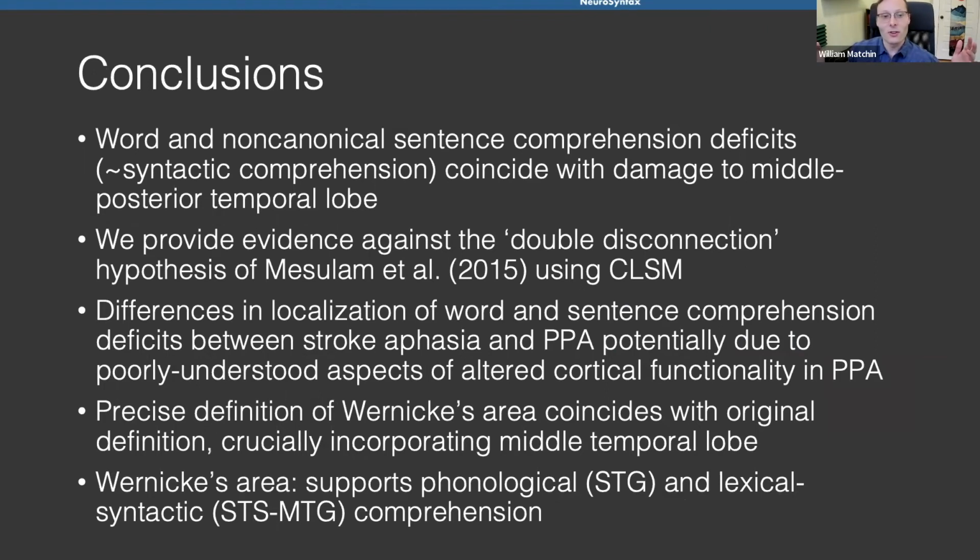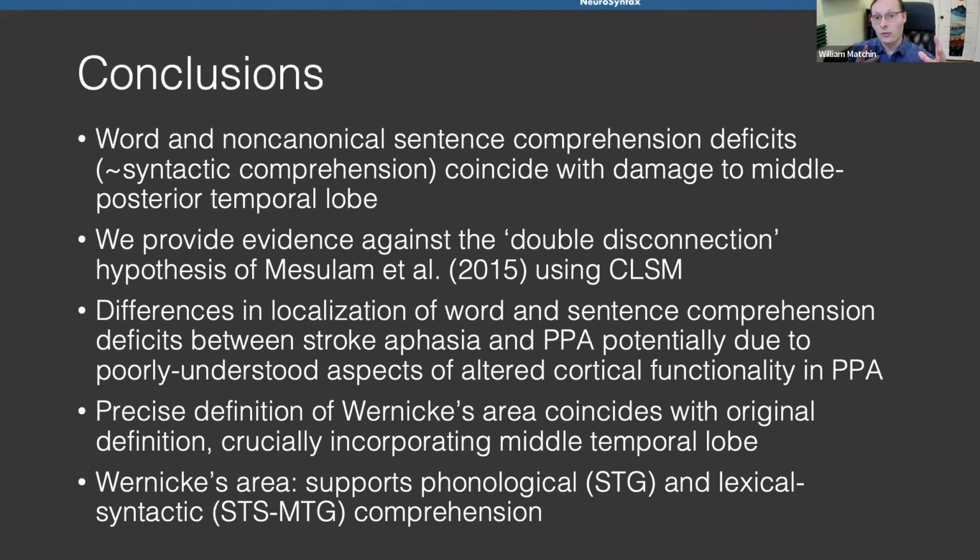Yeah, so here's some overall conclusions. Word and non-canonical sentence comprehension deficits coincide with damage to middle posterior temporal lobe in stroke-based aphasia. Using CLSM analyses, we provide evidence against the Mesulam et al. double disconnection hypothesis.